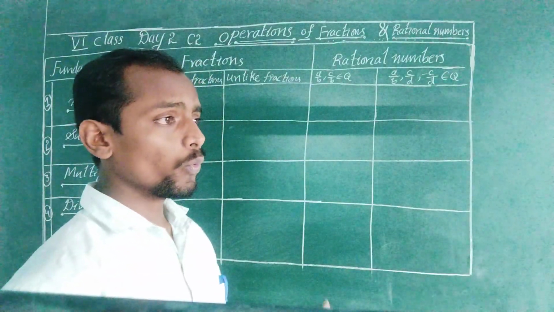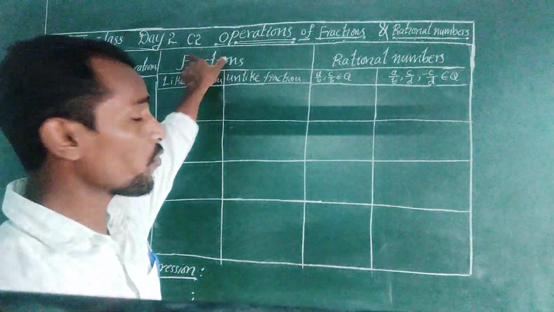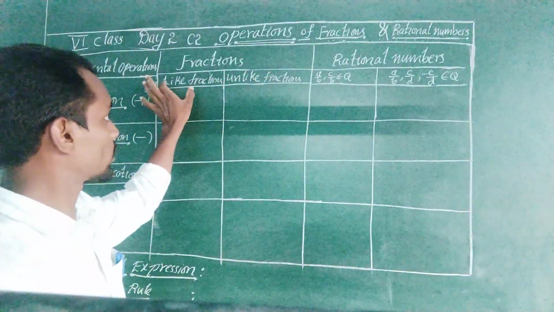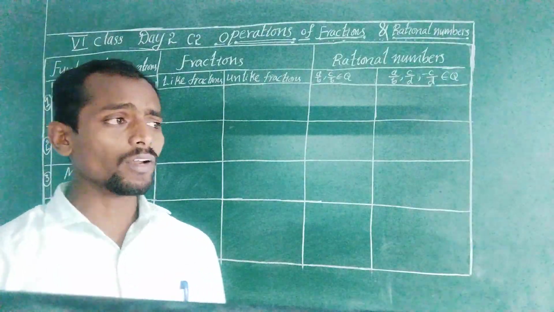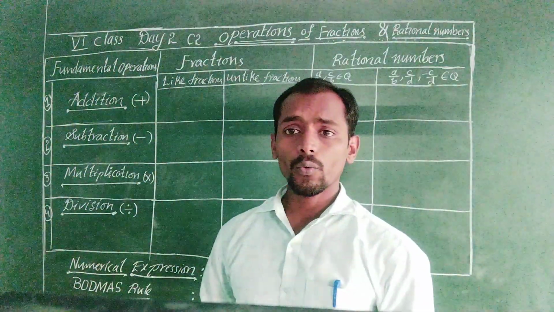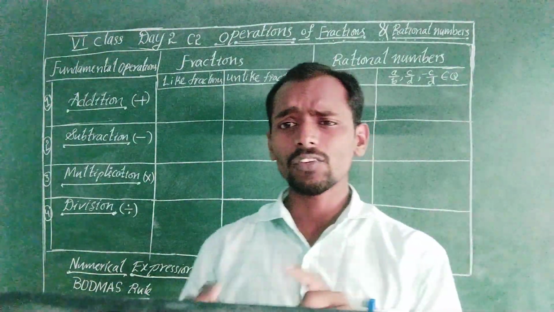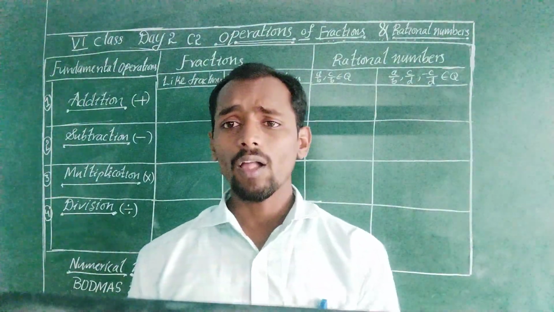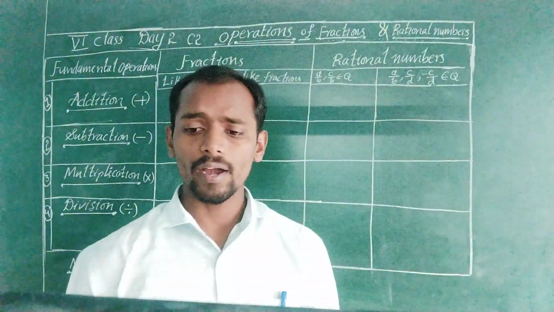Here, how to do four fundamental operations with respect to fractions. Now we have two types of fractions. First one is like fractions and the second is unlike fractions. Observe clearly how to add two like fractions. What are like fractions? The fractions with the same denominator are called like fractions. All the fractions have a common denominator.